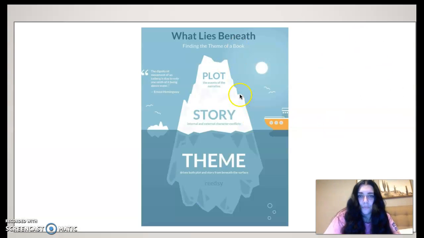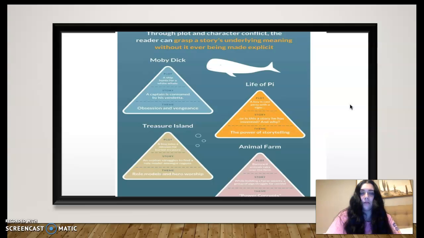So I added this little picture here, and it's the plot, story, and theme and what lies beneath. It shows that you have this theme that's hidden underwater that drops both plot and the story from beneath the surface. And I thought this was a cool diagram to show you guys that theme isn't always seen or going to be spelled out to you. It's going to be hidden, and you're going to have to look for it. So that was a good picture for that.